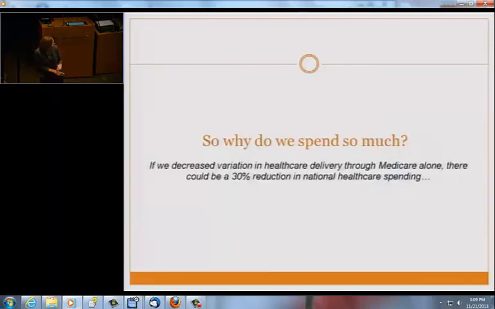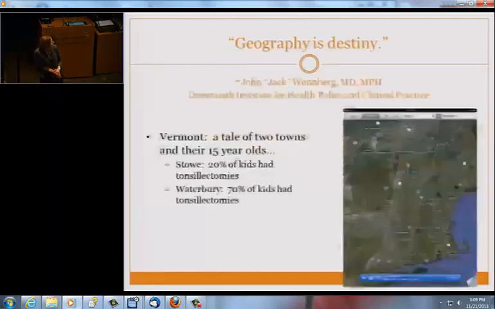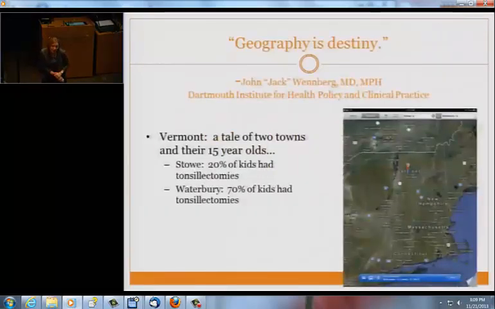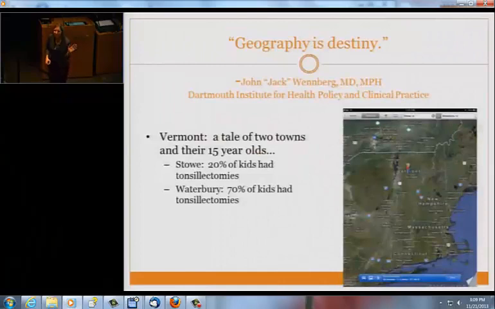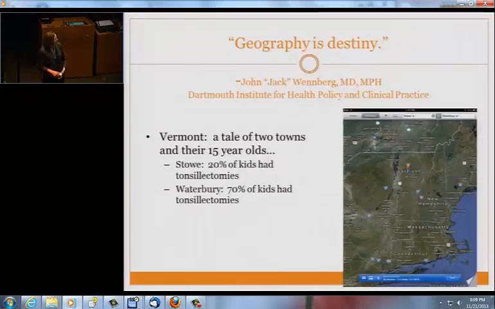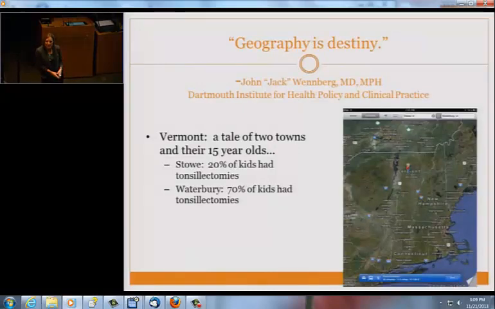So why do we spend so much? Geography is destiny. Have you guys heard of the Dartmouth Atlas? Okay, I'm going to tell you the story of the Dartmouth Atlas. This is good stuff. There's this guy, Jack Wennberg, and he was a young physician, public health person in Vermont in the 1970s. And his child had recurrent tonsillitis and needed a tonsillectomy, so the pediatrician said.